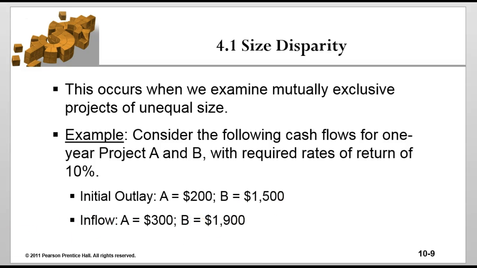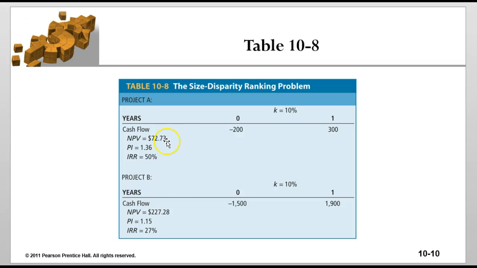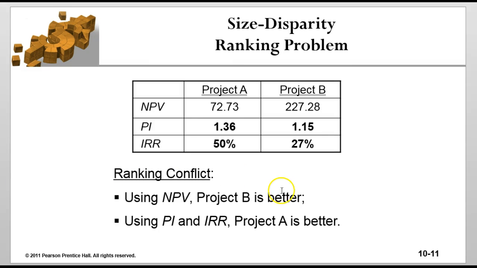So if you do an NPV, you do a profitability index, and you do an IRR on both of these, you'll see as you look at this, wow, okay, so NPV, this is winning here. The profitability is 1.3. Okay, this is a little bit higher. So as you look at it, this is what you kind of come up with. Using NPV, project B is better, right? Using PI and IRR, project A is better. So what would you do in this situation?